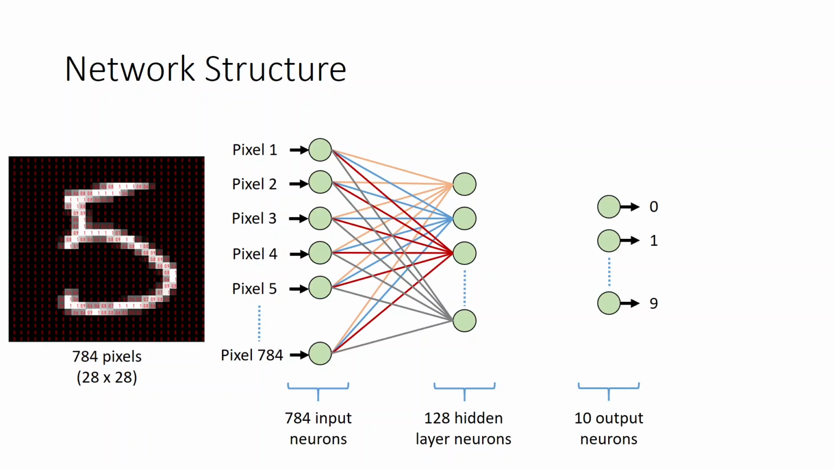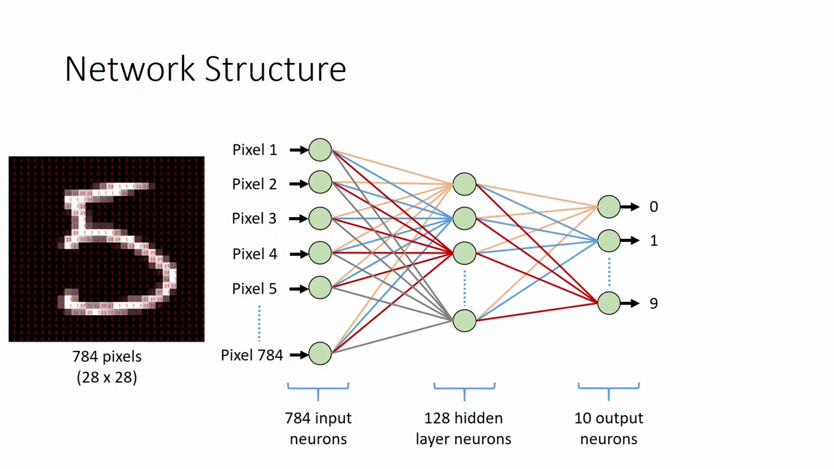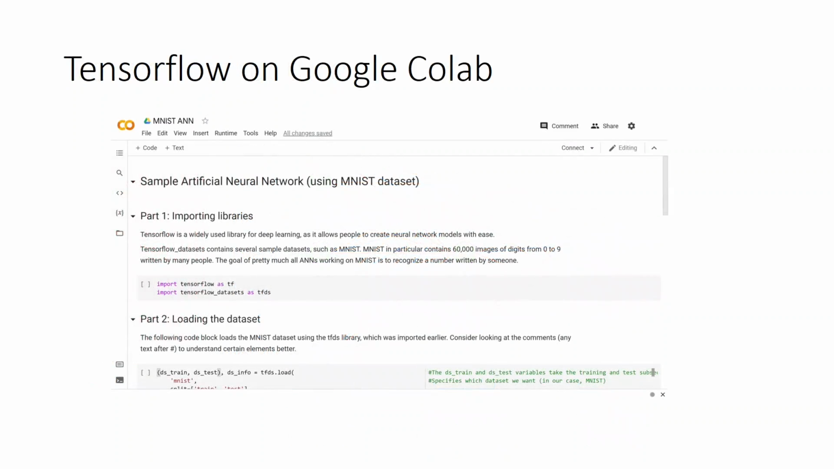Finally, we have the 10 output layer neurons. Each output neuron represents a digit between 0 to 9. All the output layer neurons are connected to all the hidden layer neurons. In a future video, I will show you how to implement this artificial neural network using TensorFlow on Google Colab. TensorFlow is a very popular tool developed by Google to implement deep learning models. Google Colab is a free online website intended for simple machine learning development.